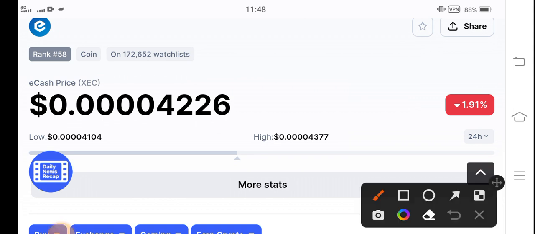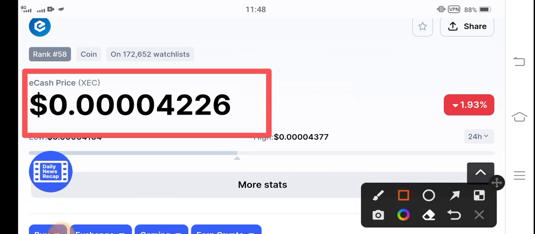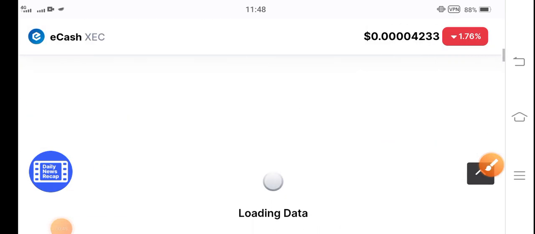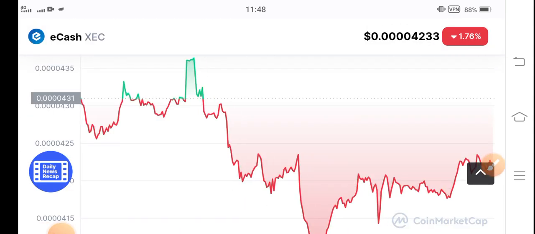If you talk about the current price of Ecash coin in the market, so 0.00004226 US dollar, that is the current price of Ecash coin in the market. And on the other hand, if you talk about the price changes, so negative 1.76%, the price of Ecash coin dropped. So that's not a big dump occurring in Ecash coin, and I hope guys that now the changes are going well in Ecash coin.